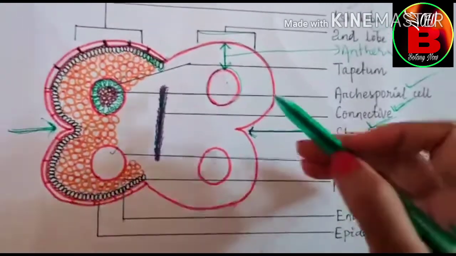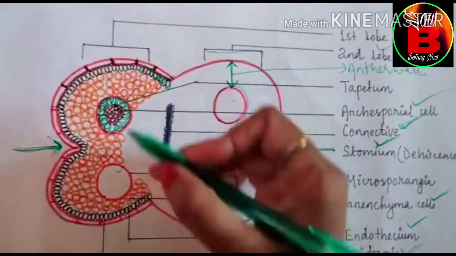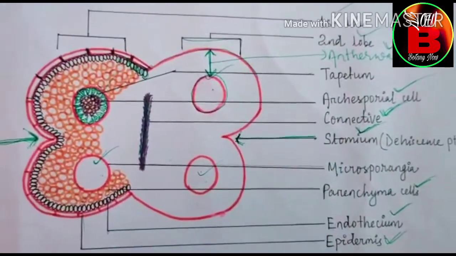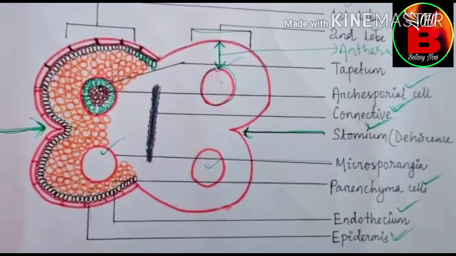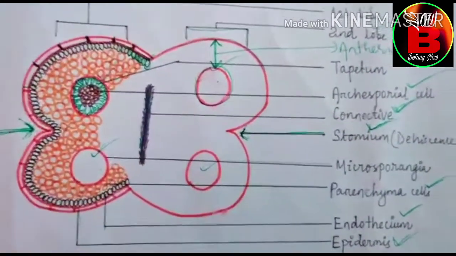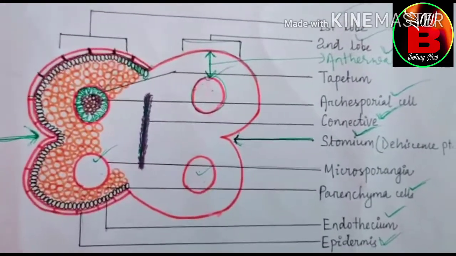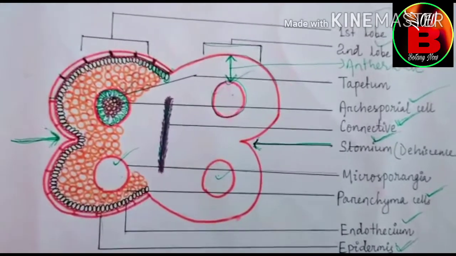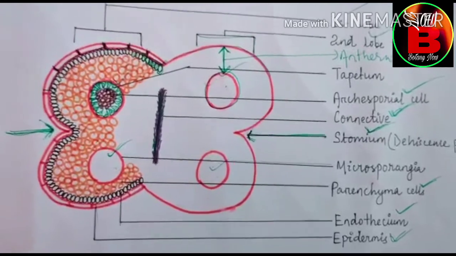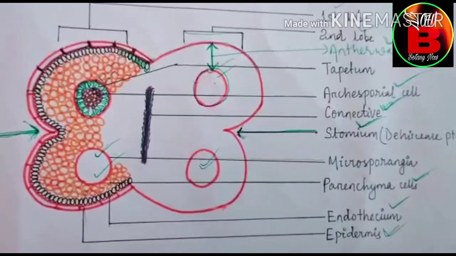As the anther is young, we call this structure the microsporangium. But when the anther grows, the microsporangium also grows, so we call it the pollen sac. So when the anther is young, we call it the microsporangium. When the anther matures, we call this microsporangium the pollen sac.